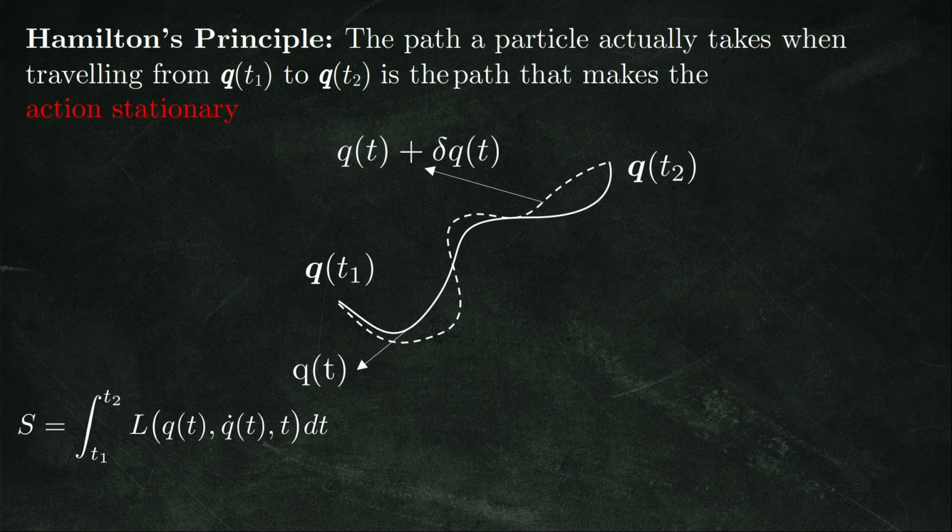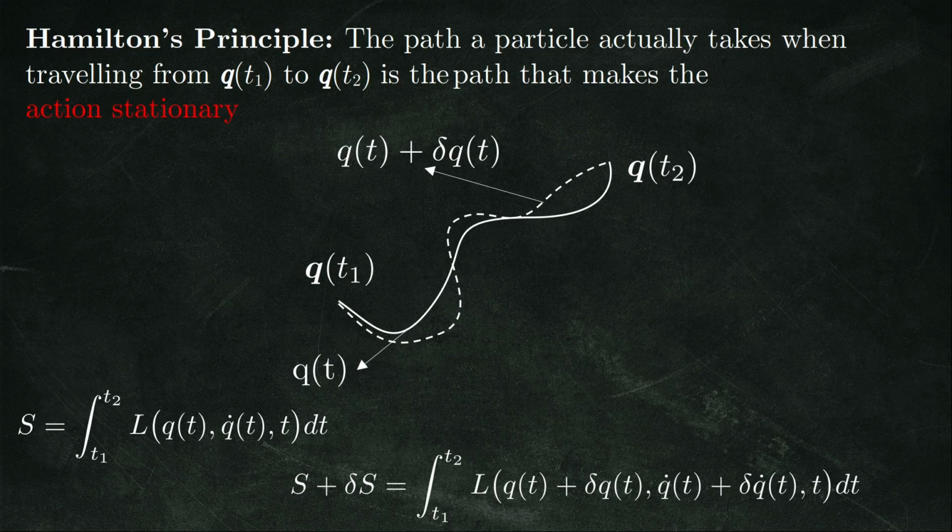Well, this has a different action if we integrate the Lagrangian along this path, and we're going to call that different action S plus delta S, where delta S is a small deviation between the action of the real path and this slightly perturbed path. And if the action is stationary, then this deviation, this difference, delta S, should be 0. That is, these two actions should be equal.